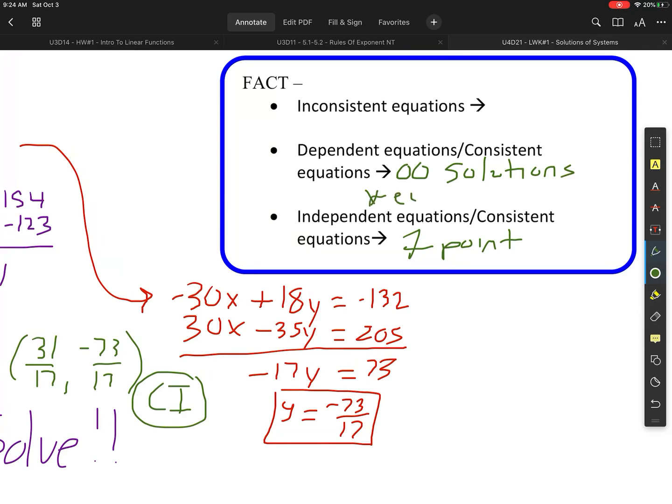And it's every point on that line works. So it's not all reals. Don't say all reals. Consistent dependent is not all reals. It's every point on that line works. While in inconsistent equations, they never cross. What makes them inconsistent? They're parallel. They'll never touch, they'll never cross, there will never be an answer for that. Right, so inconsistent, I: parallel lines never cross. CD, consistent dependent: there's infinite solutions, every single point works. CI, consistent independent: there's a 1 point answer.